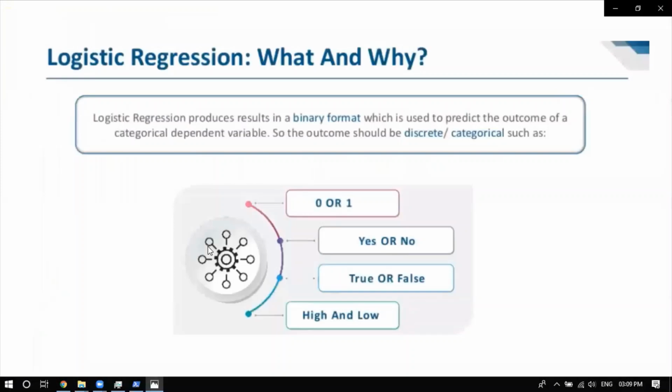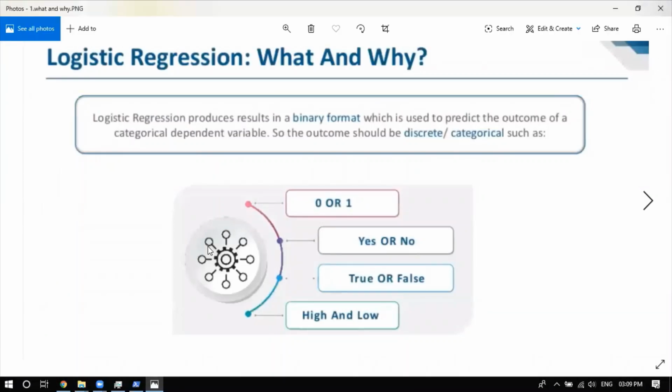Why and what is logistic regression? Logistic regression produces a result in a binary format, which is used to predict the outcome as a categorical dependent variable. It can be 0 or 1, true or false, yes and no, high or low, any categorical value. It's not only limited to binary classification. We can have multiple classification, like which type of season it is, sunny, rainy, winter. It can guess more than 2 also. So that's what logistic regression is.